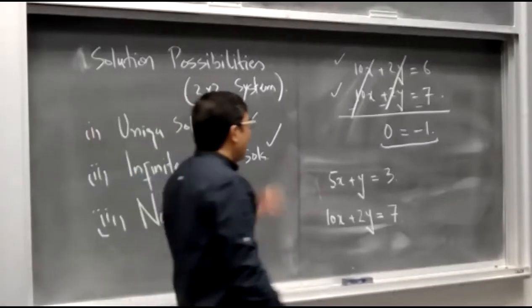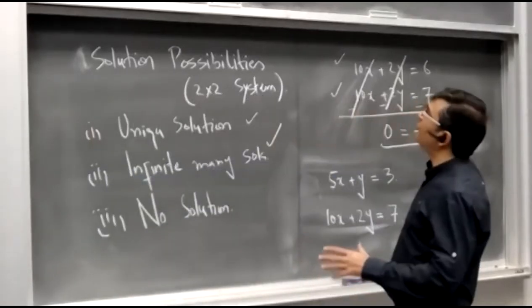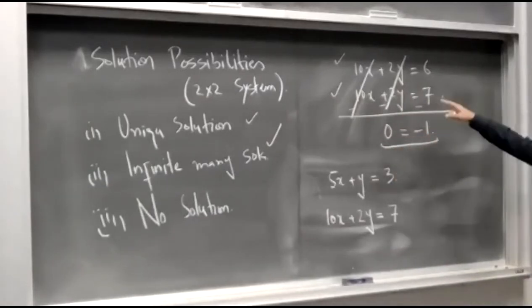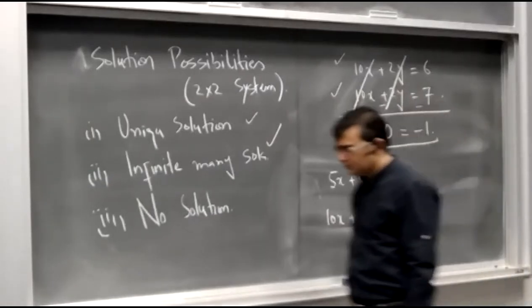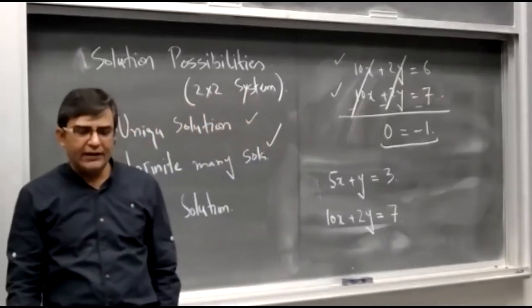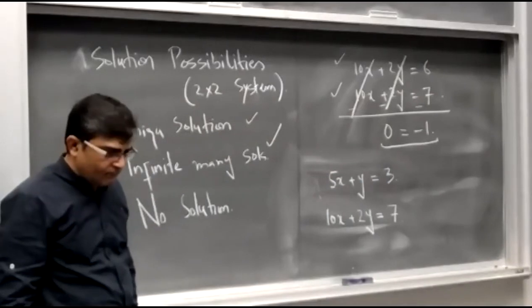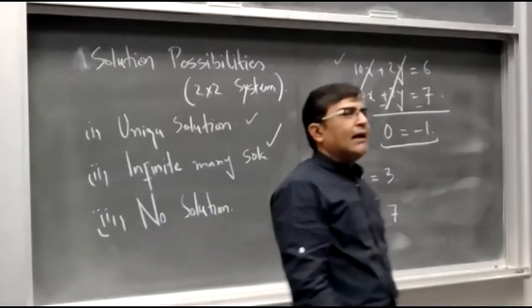Okay. Now, let me give you these definitions. I hope you get this thing. If you have any question in this example, you can ask me. Anyone, any question? Sir, is this limited to 2x2 linear systems, or does this apply to other ones as well?